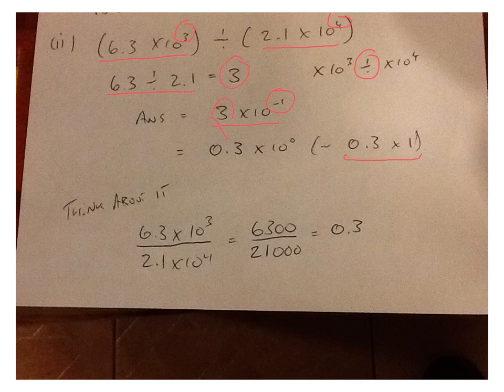So if you just think about it here, let's rewrite it this way. 6.3 by 10 to the 3 is actually 6,300, and 2.1 by 10 to the 4 is 21,000, and 6,300 divided by 21,000 is 0.3, which is our answer here.